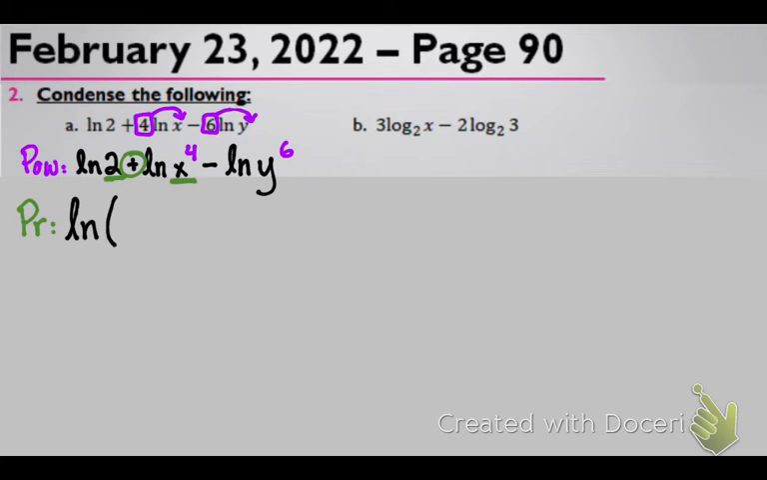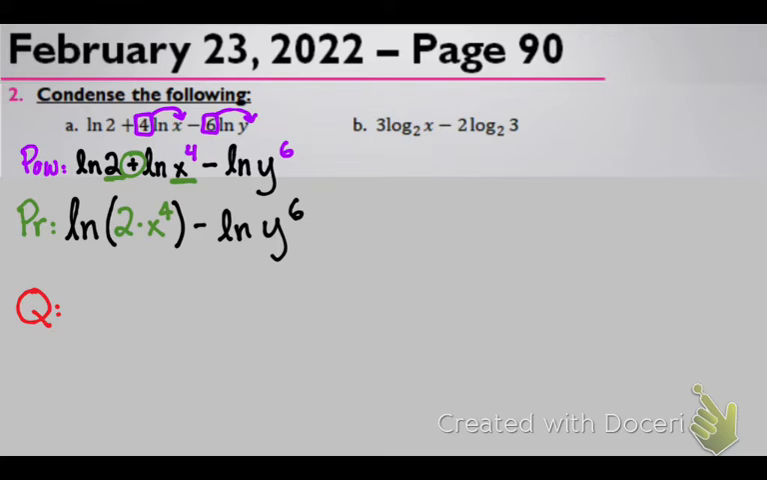So I have natural log of 2 times x to the 4th. I multiplied their arguments together. That's the product. But I haven't done anything to natural log of y to the 6th, so I'll just bring that down. All right, I've done my power rule. I've done my product rule. What is my third step in condensing? My quotient rule. Exactly. That is the one I haven't looked at yet.